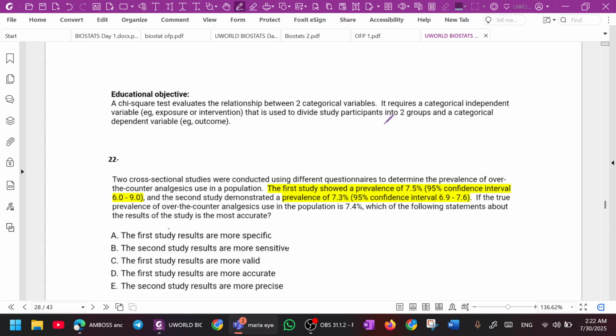What they are asking for, which of the studies is more accurate? Accuracy. If we go closer to the true prevalence, like 7.4, what will happen if we go closer, 7.3? Second study.